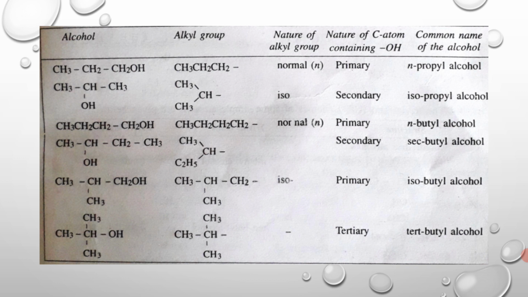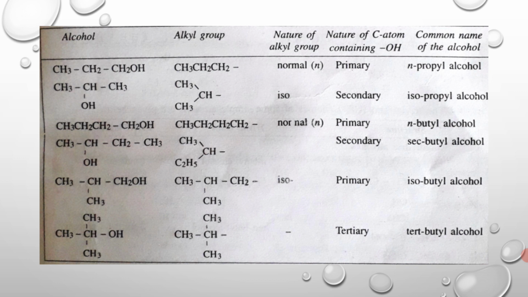Similarly, here is a normal chain compound having 4 carbon atoms, so its name is n-butyl alcohol, that is the common or trivial name. Similarly, we have C2H5CHOHCH3. Here it is a secondary, or second degree, alcohol, so we name it sec-butyl alcohol, or secondary butyl alcohol. And next we have the iso form.